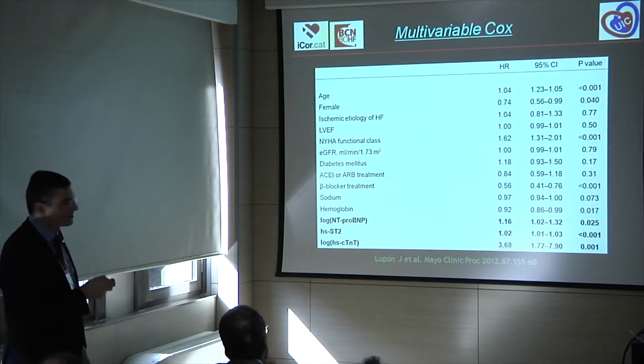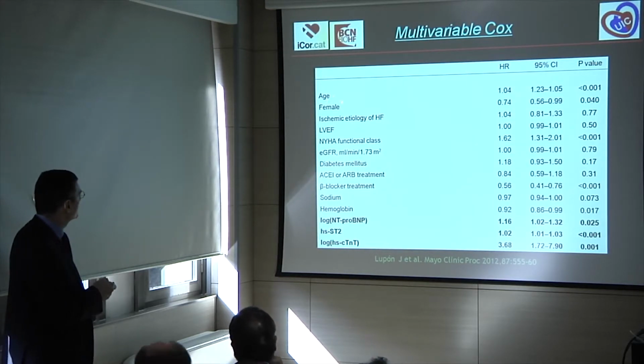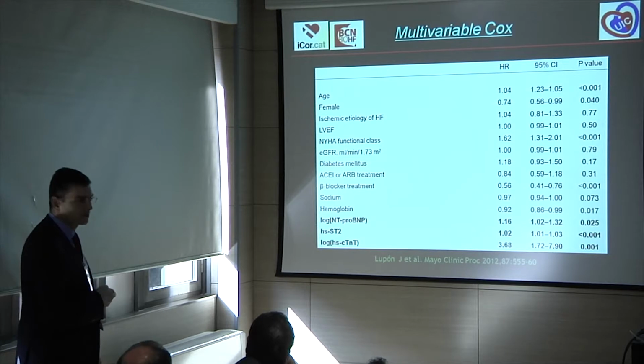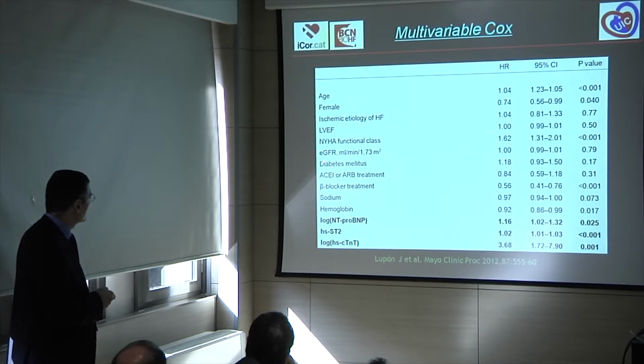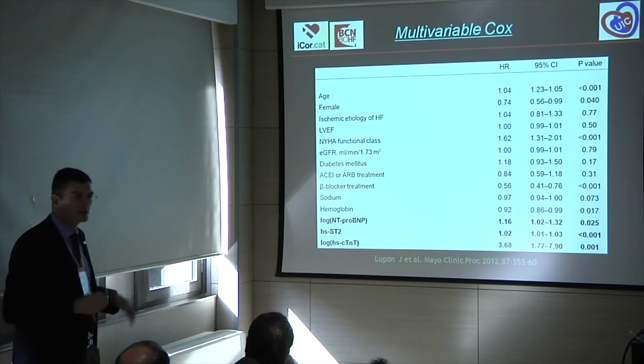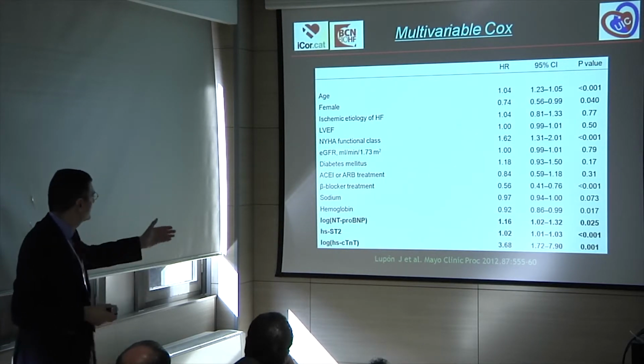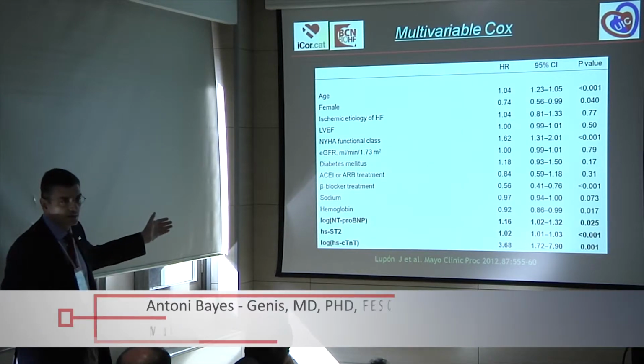So look at this. Age, female sex, etiology, ejection fraction, New York Heart Association functional class, renal function, diabetes mellitus, treatment with ACE inhibitors or ARBs, treatment with beta blockers, sodium, hemoglobin. This is what we use in our day-to-day practice. There is nothing else, guys. I mean, this is all you can put in.